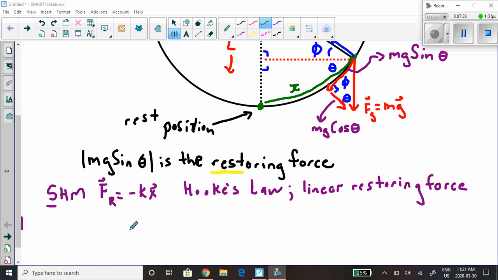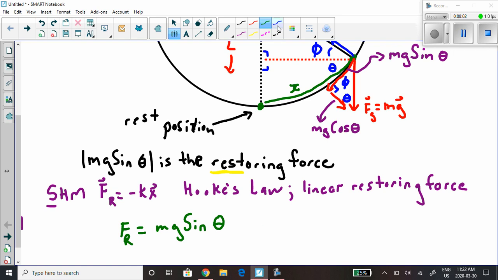So let's take a look at this restoring force. The restoring force would be equal to mg sine theta. Now I'm only interested in the magnitude right now. The restoring force is mg sine theta.